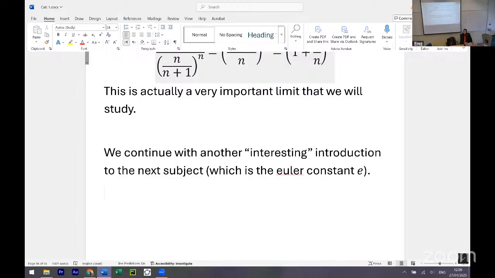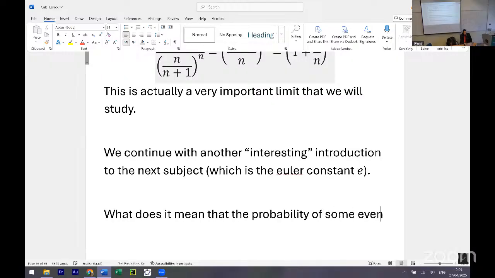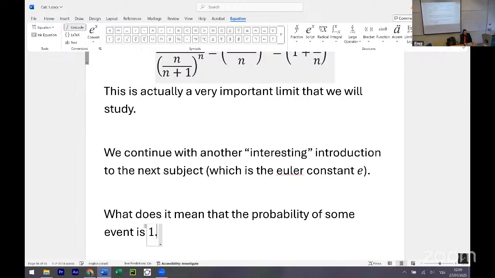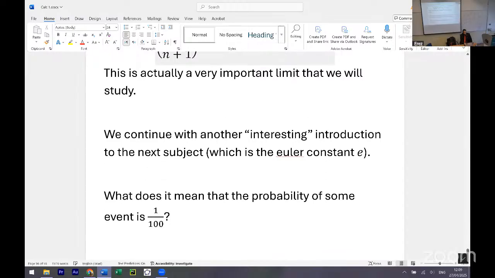But I need to tell you that the start is about probability. Probability is not covered within this course, so it won't be in the exam. But it's very easy probability. It just gives you such a nice example. What does it mean that the probability of some event is 1/100? On average, you will... So what does it mean, on average?